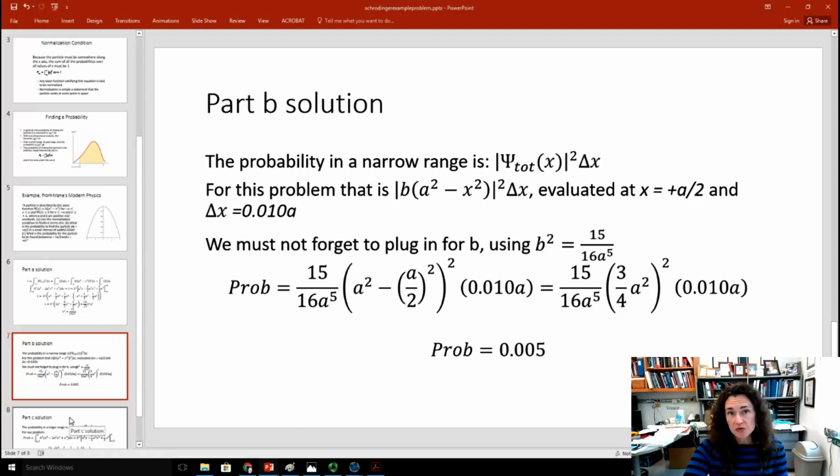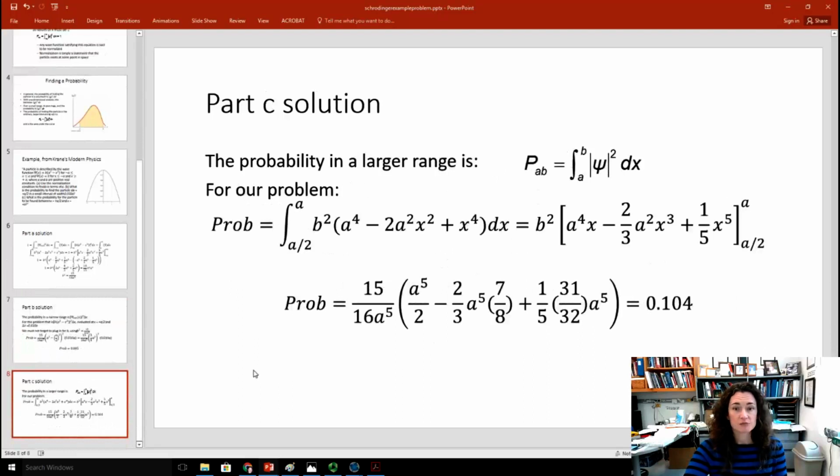Now part C, I have to perform another integral, because it asks me for the probability that the particle lies between the values of a over 2 and a. And that's too wide a region just to use the psi squared delta x kind of way. So I have to do an integral. Luckily, I've already done this integral when I did my normalization condition, right? I'm just using different limits for the integration. So I'm integrating from a over 2 to a, b squared times a to the fourth minus 2 a squared x squared plus x to the fourth dx.